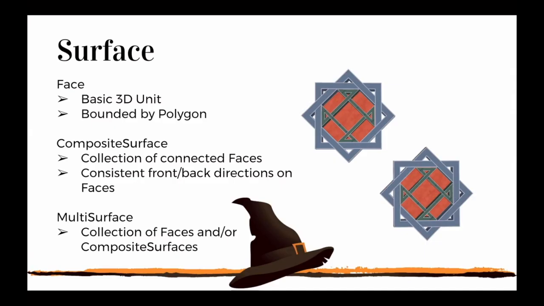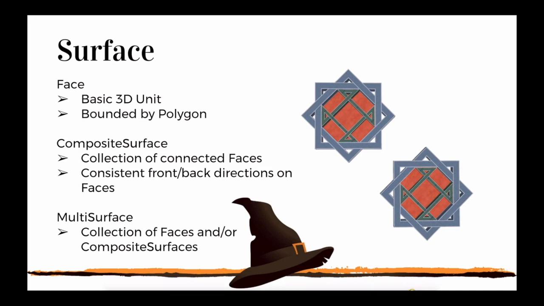Now, we're going to start with the surface. We have several types of surfaces. The face is your basic 3D unit. You can group together faces into composite surfaces and multi-surfaces. The difference between the two is that in a composite surface the faces have to be connected to each other, and they also have to have a consistent front and back direction on the faces. That's going to come into a little more importance when we deal with solids.